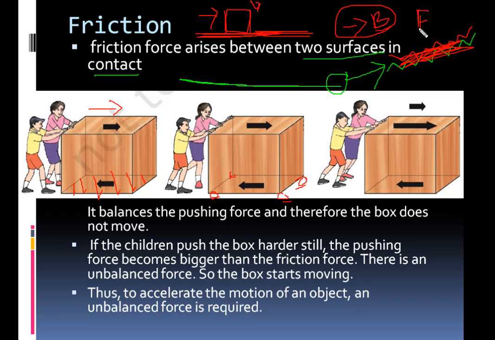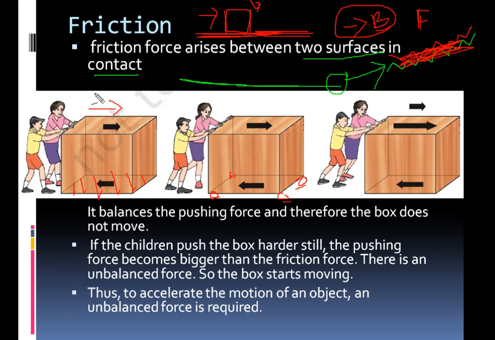Frictional force means you are applying a certain amount of force to a body, even after application of this force, the body is not moving. That means the force which you have applied is being resisted. That resistance force is known as friction force. See here, force is a vector quantity.